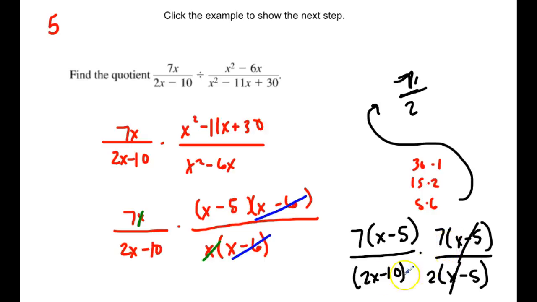So the big thing then, again, is I have to find anywhere where my denominator would be 0, and those are my excluded values. So my excluded values would be 0, 5, and 6, because those are the different places where I would end up with 0 in the denominator, right? If x was 0 there, it would be 0. If x was 5 here, and if x was 6 here. So my final answer is 7 over 2, but x cannot equal 0, 5, or 6.